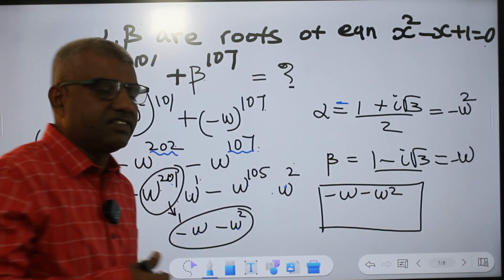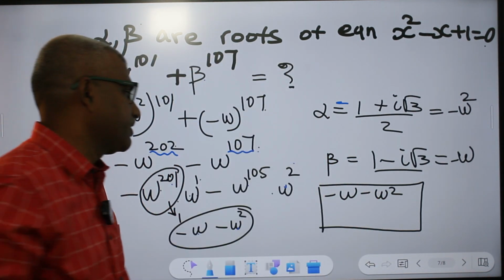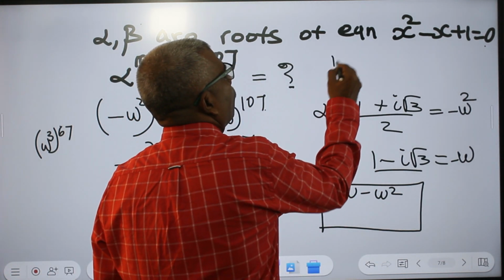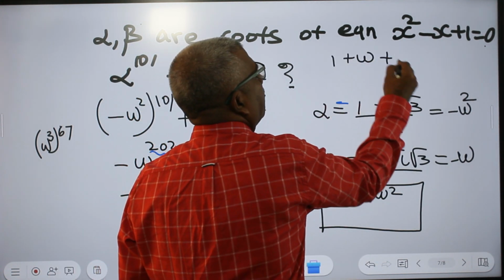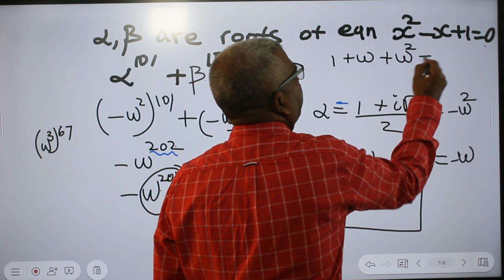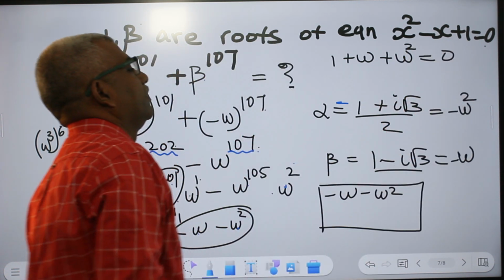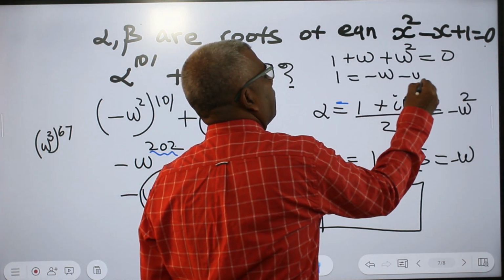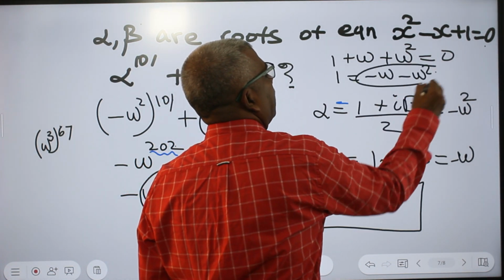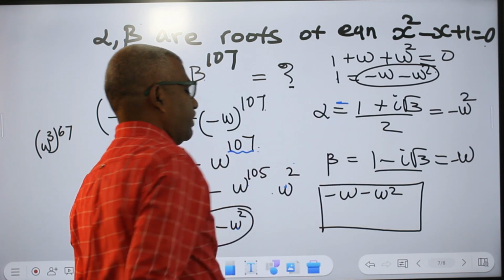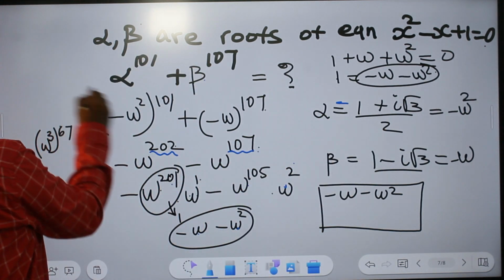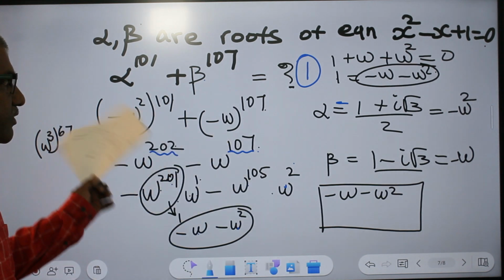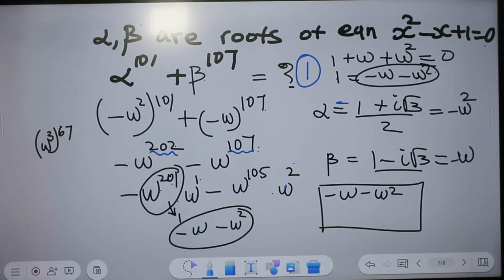But this answer is not there in the options. So what do we have to do? They have other options. Another thing we know, 1 plus omega plus omega squared is 0. So 1 is equal to minus omega minus omega squared. So the answer, the value, is 1. Got it? Try to copy down.